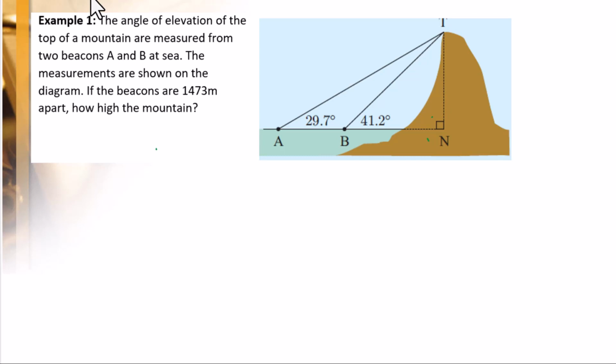The distance between A and B is 1,473 meters. We are looking for the distance between T and N. Let's label this X. This is a right angle, which means we have a right triangle. We can use SOHCAHTOA. Let's work out angles first.